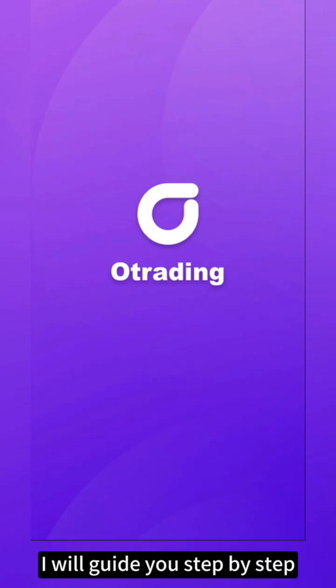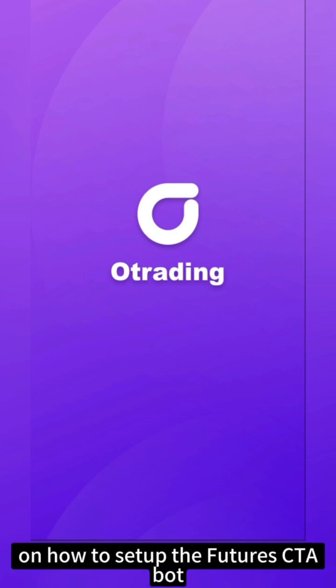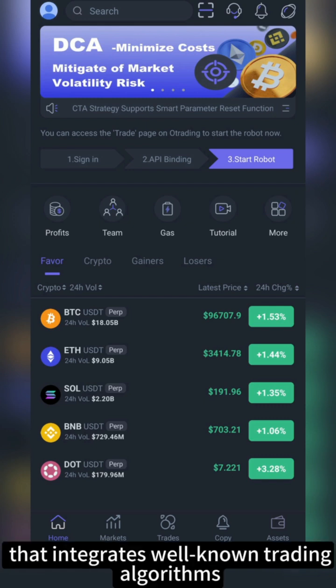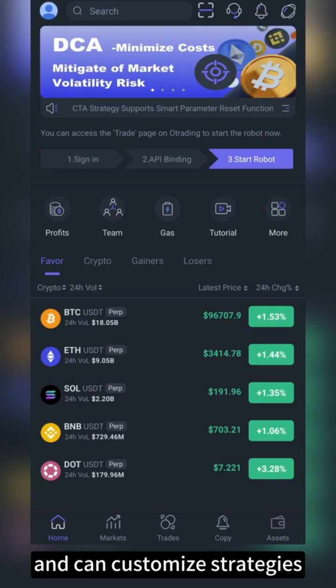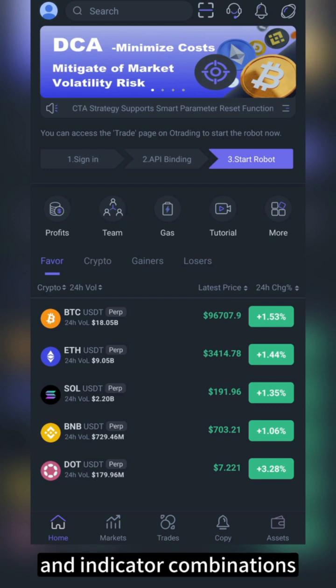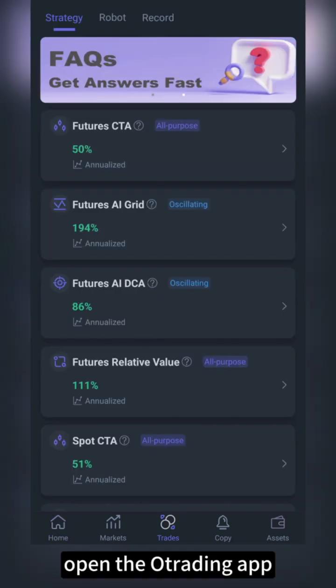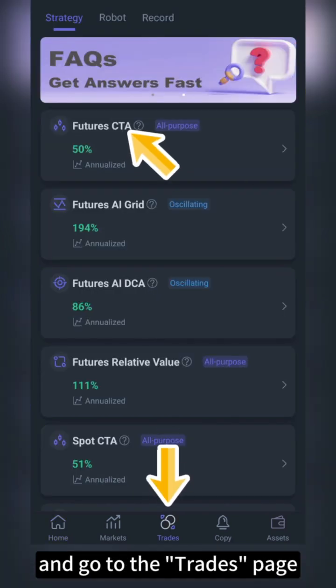Today, I will guide you step by step on how to set up the Futures CTA bot. The CTA is a powerful trading assistant that integrates well-known trading algorithms, is fully open to traders, and can customize strategies and performance backtesting. Traders can either copy trades or set their own parameters and indicator combinations to capture target market trends. First, open the OT rating app and go to the Trades page.